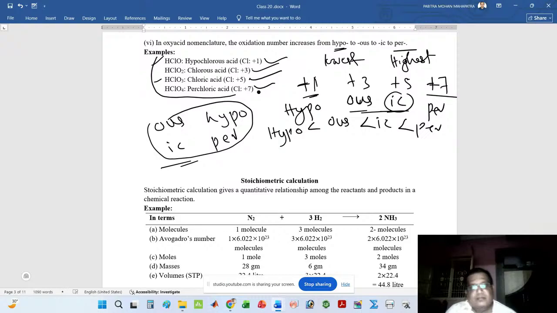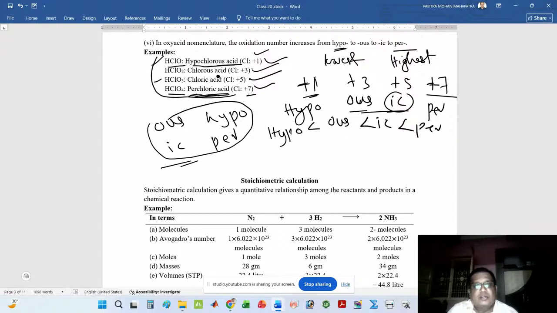Look at that. In HClO, the oxidation number of chlorine is plus 1, that is the lowest. So here I can use hypochlorous acid. The name of HClO is hypochlorous acid. But in HClO4, the oxidation number of chlorine is the highest, plus 7. So here I can use per: perchloric acid.